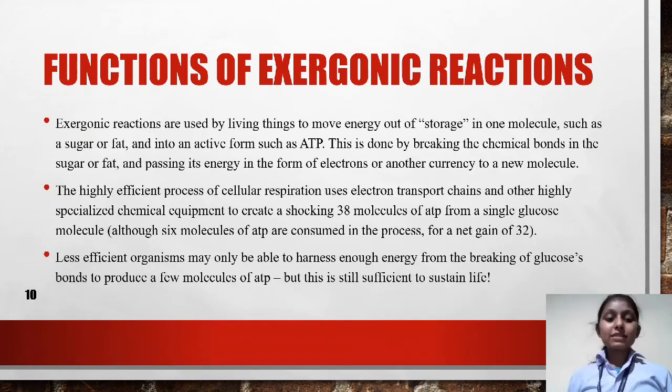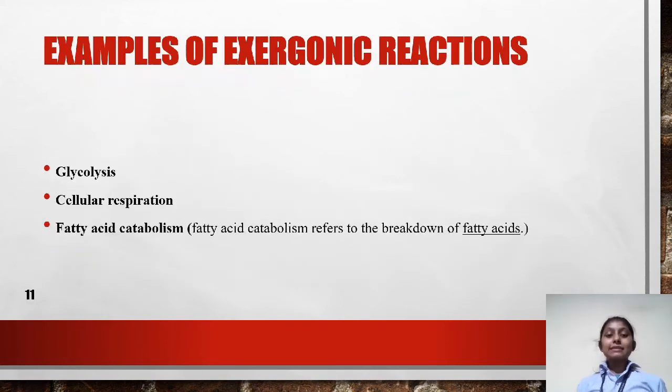Functions of exergonic reactions. Exergonic reactions are used by living things to move energy out of storage. The chemical bonds of sugar or fat, etc., are broken down and energy is released in the form of electrons. Then we can also see that 38 molecules of ATP are produced from a single molecule of glucose. In less efficient organisms, we can also see the breaking of glucose bonds to produce a few molecules of ATP, but this can also sustain life. Examples of exergonic reactions are glycolysis, cellular respiration, and fatty acid catabolism.